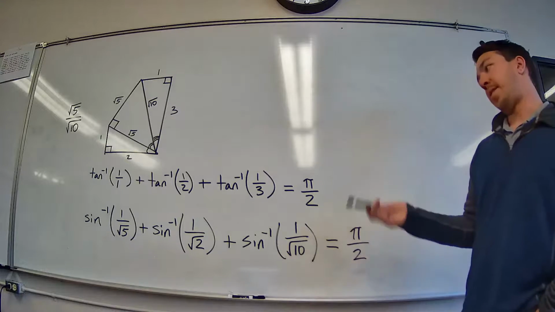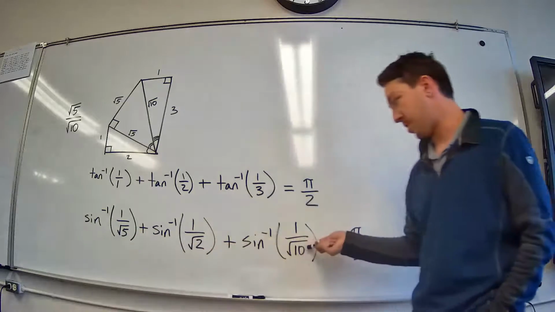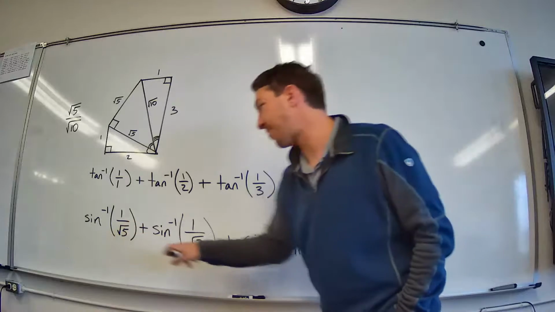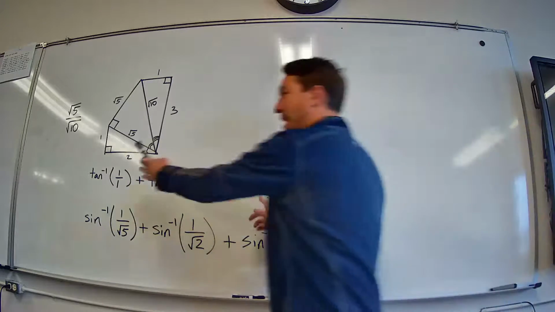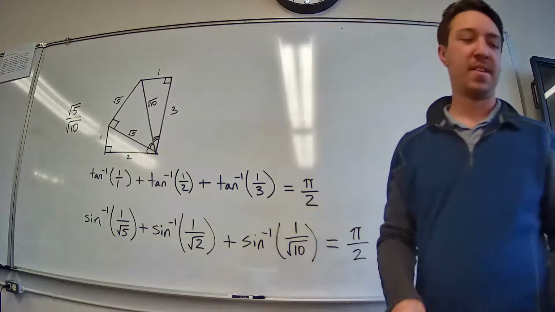Sure, there's a lot of interesting things going on here, I think. For example, the fact that this number times this number is this number, not the inverse sines, but the number inside. 1/√5 times 1/√2 is 1/√10. Whereas that relationship's not happening here, but anyway, kind of neat.